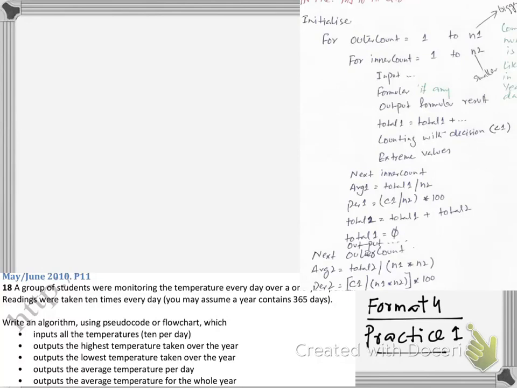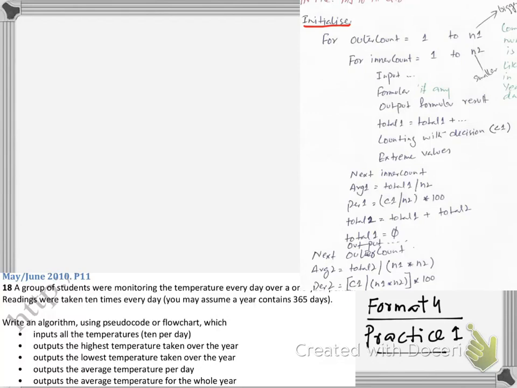Okay. So first thing that we do is initialization. Alright, so in format 4 we have two level initialization. One that we do right at the start and one during the execution of the program. Alright, so here, let us leave few lines for initialization and then we start with outer count.